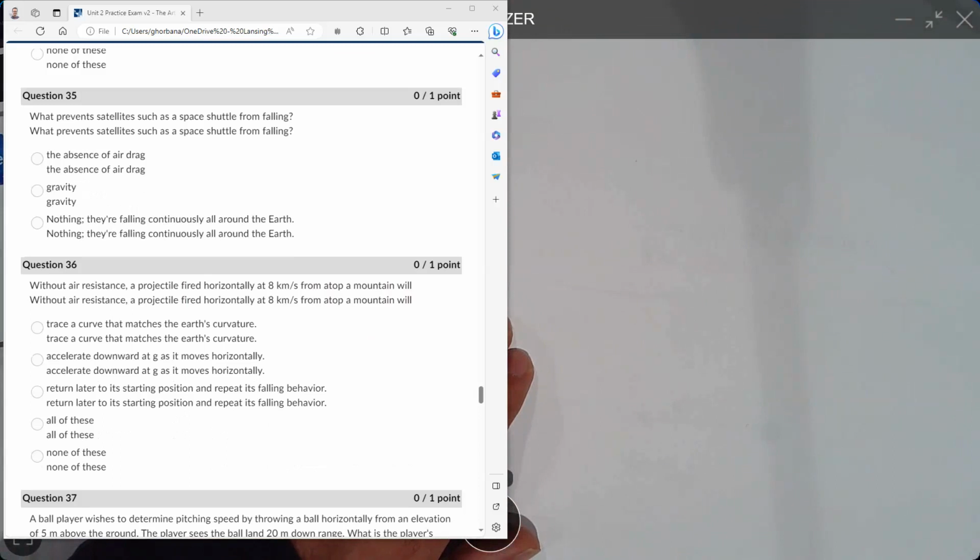What prevents a satellite such as a space shuttle from falling? Good. So this is going to be the last question. What prevents a satellite such as a space shuttle from falling? They are falling continuously all around the earth. Free fall motion. As long as they are orbiting, we will have a free fall. So I have to end this.